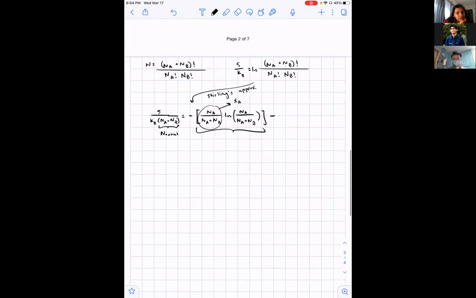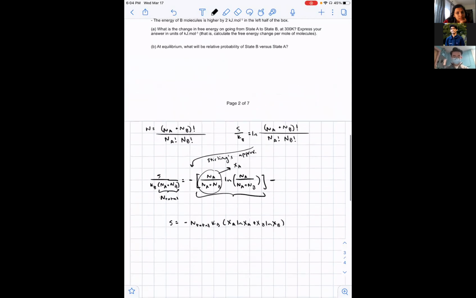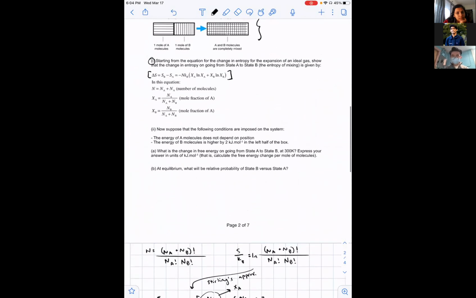So the final formula we get is that the entropy S is equal to negative the number of total molecules times KB, times x_A ln x_A plus x_B ln x_B. A nice and pretty succinct formula. All right, so now we can move on to part B, or part 2, I guess.